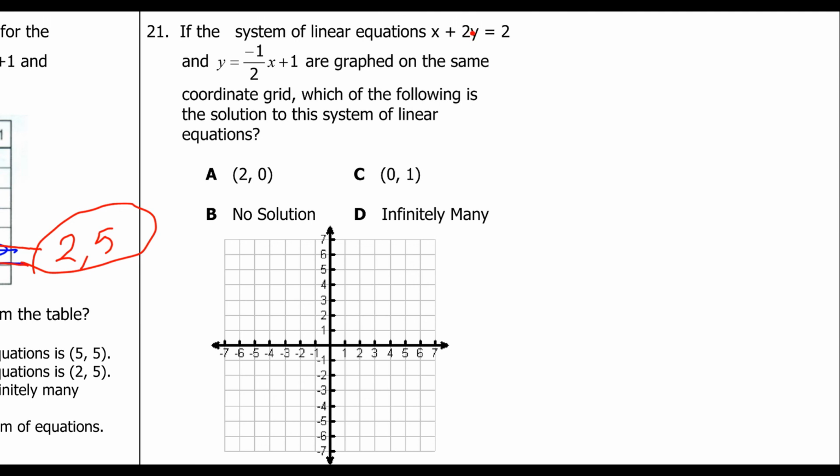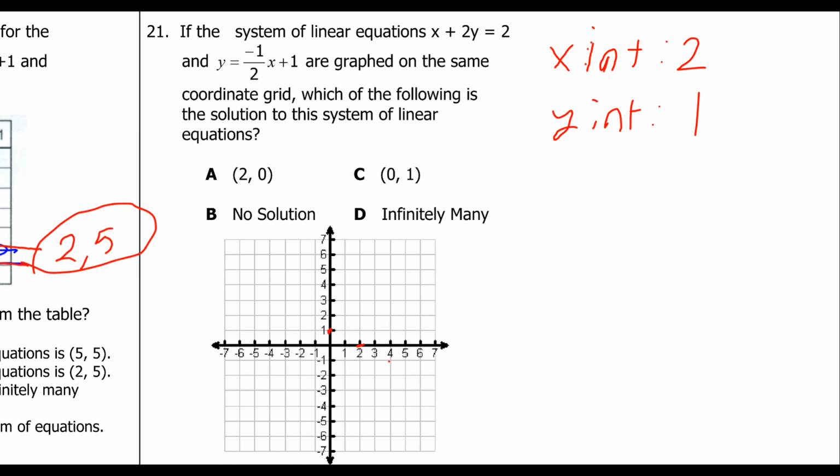Covering up the y term, we can look and say, okay, that's a 1 in front of the x. We divide the x term by 1 and divide this by 1, and that means that the x-intercept is 2. The y-intercept for that equation is 1. Okay, y-intercept is 1, x-intercept is 2.